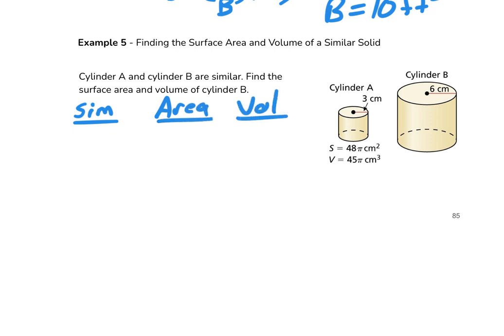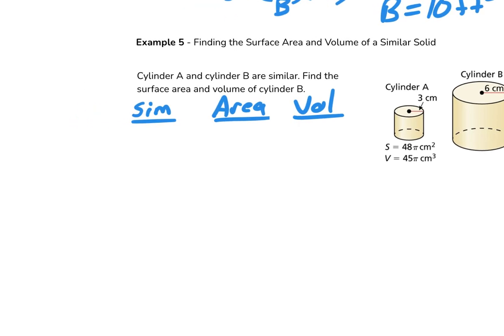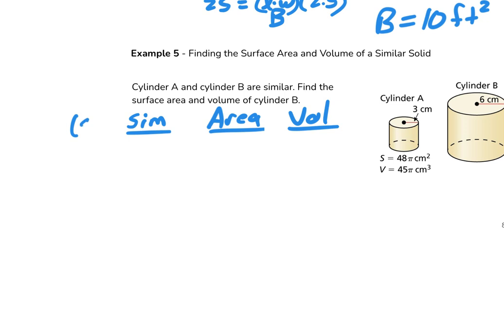We have what we call the similarity ratio. Similarity ratio is also the same as the sides. Okay, similarity is the ratio of the sides. I can do any sides. I could do length, I could do width, I could do height, I could do radius, I could do diameter, any type of length of some type of measurement of that figure.